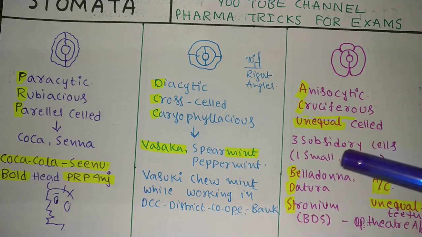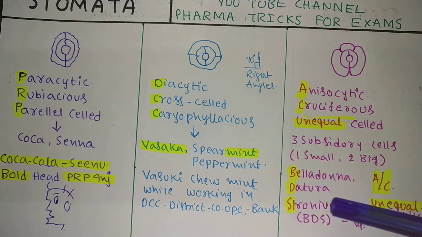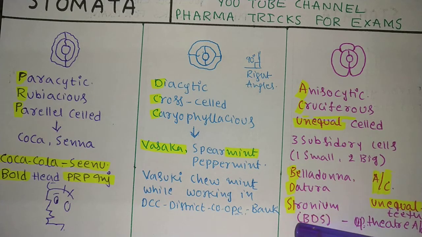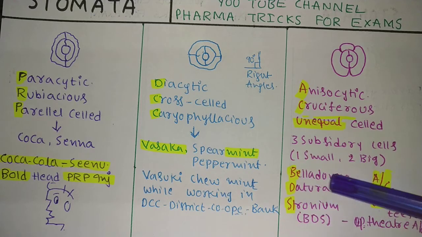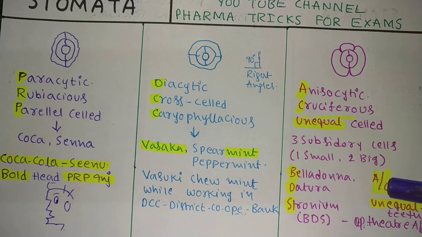And examples are belladonna, datura, and stramonium. BDS means a dental doctor: belladonna, datura, and stramonium. So you went to a dental doctor and you are in an AC chair, and the doctor did some surgery on your teeth. AC is unequal, like that you can remember.